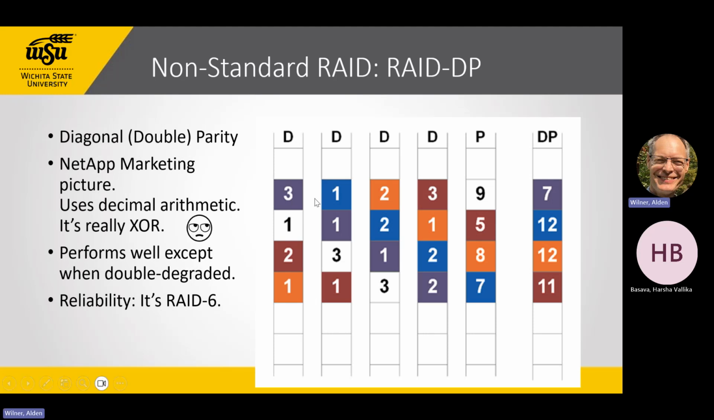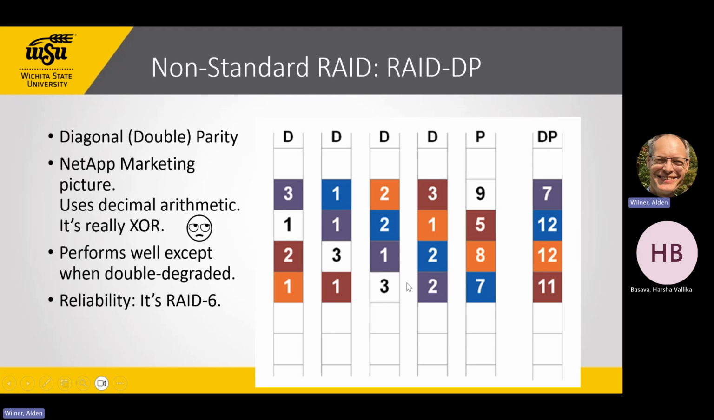It's using arithmetic. It says 3 + 1 + 2 + 3 is 9. Of course, marketing people don't understand how XOR works, or they think the customers don't understand how XOR works. So they made this with simple decimal arithmetic. They basically just add these things up. 1, 1, 2, 1 adds up to 5. 2, 3, 1, 2 adds up to 8. 1, 1, 3, and 2 adds up to 7.